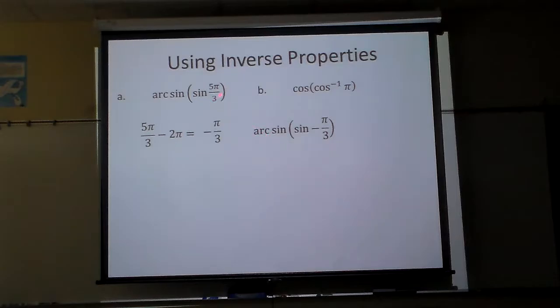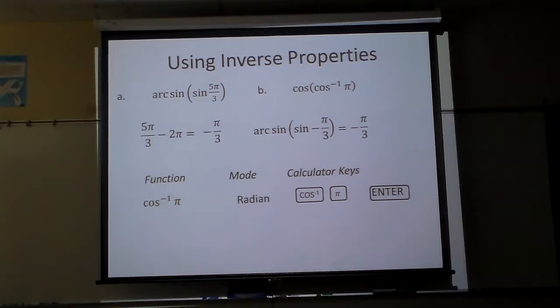So the arc sine, I can change though the 5 pi over 3 to what? -pi over 3, the coterminal angle. And that makes the answer -pi over 3. But what about that second one, cosine? Ooh, I want to tell you something. It's arc cosine. That's going to be 3.14, which is larger than 1, so I'm going to get an error message. So that one is just not possible at all.